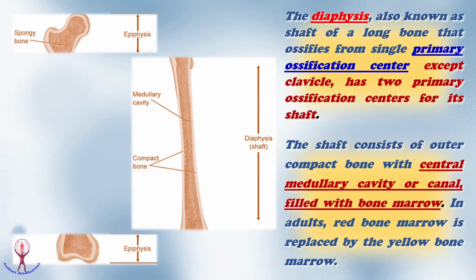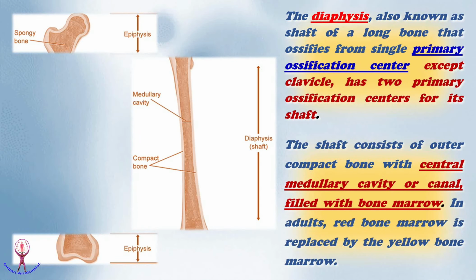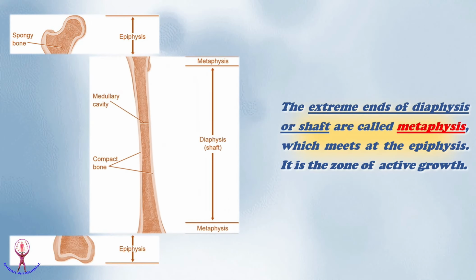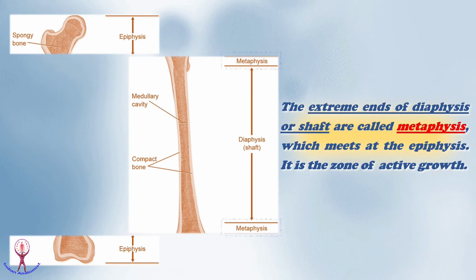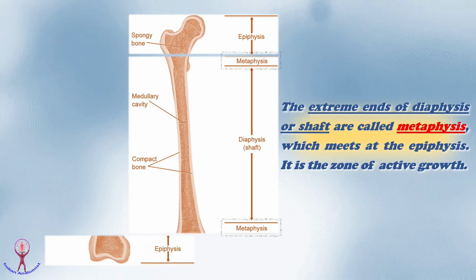except the clavicle, which has 2 primary ossification centers for its shaft. The shaft consists of outer compact bone with a central medullary cavity or canal that is filled with bone marrow. In adults, red bone marrow is replaced by yellow bone marrow. Now, what is metaphysis? The extreme ends of the diaphysis, or shaft, are called the metaphysis, which meets at the epiphysis. It is the zone of active growth.